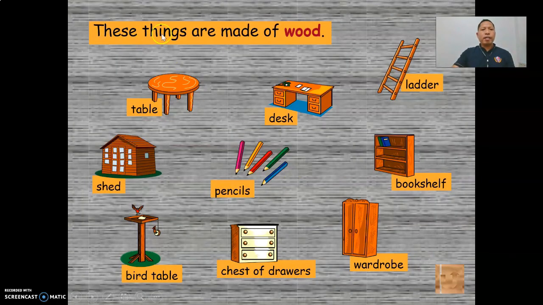Now, next. These things are made of wood. Okay. 1, 2, 3. Table. Desk. Ladder. Shed. Pencils. Bookshelf. Bird table. Chest of drawers. And wardrobe. These are made of wood. Very good. Now, next, let's play again.